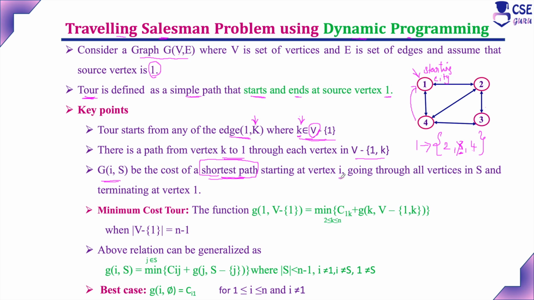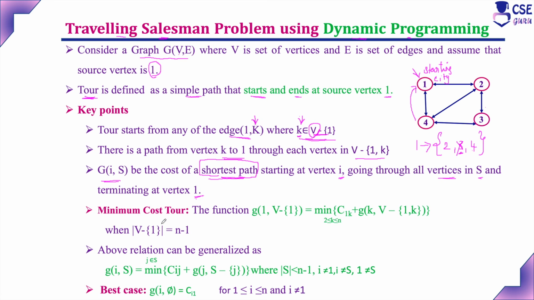So this I will be the current visiting vertex, going through all other vertices in S. S, if we are considering in this sense, is nothing but the vertex set, and terminating at vertex 1. That is, after visiting all other vertices, come back to the starting vertex. So the tour has to end at the starting vertex.